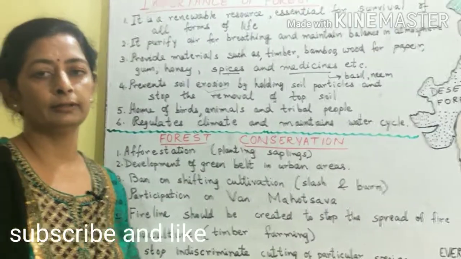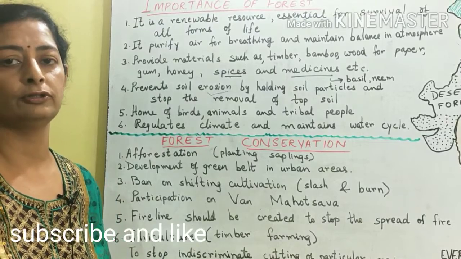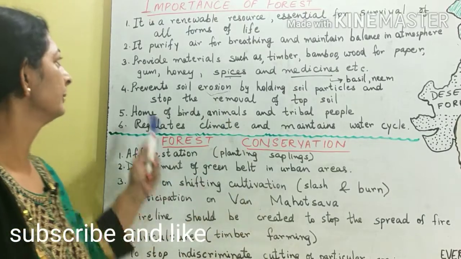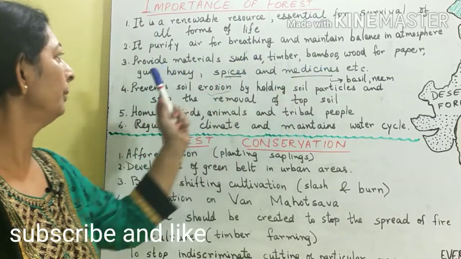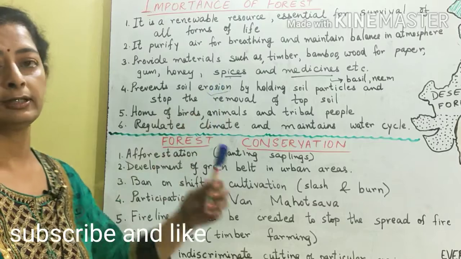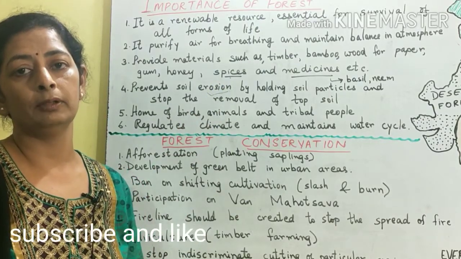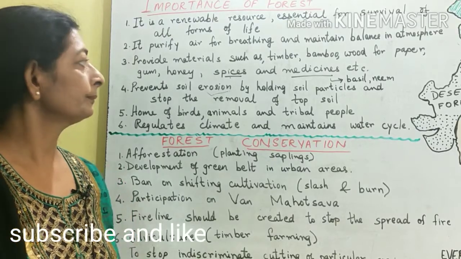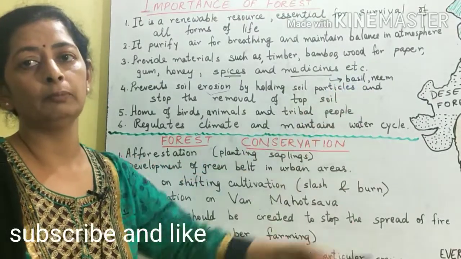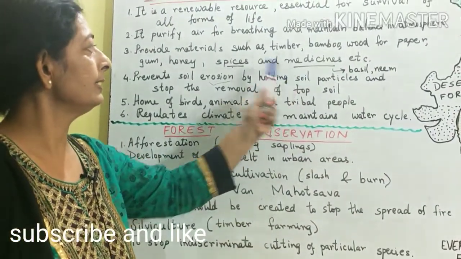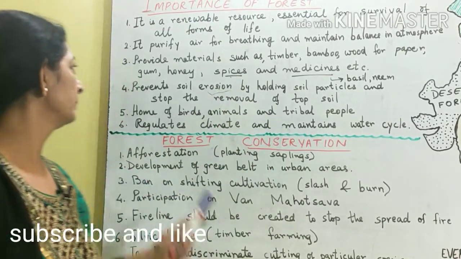We all know that when there is a lot of carbon dioxide, the trees give us oxygen and it maintains the balance. It provides valuable materials such as timber, bamboo, wood for paper, gum, honey, spices. Spices include a number of materials, that is cardamom, cinnamon, cloves, black pepper. And medicines, they also include basil and neem and many more. So these important medicines and spices are valuable materials which are obtained from the forest.